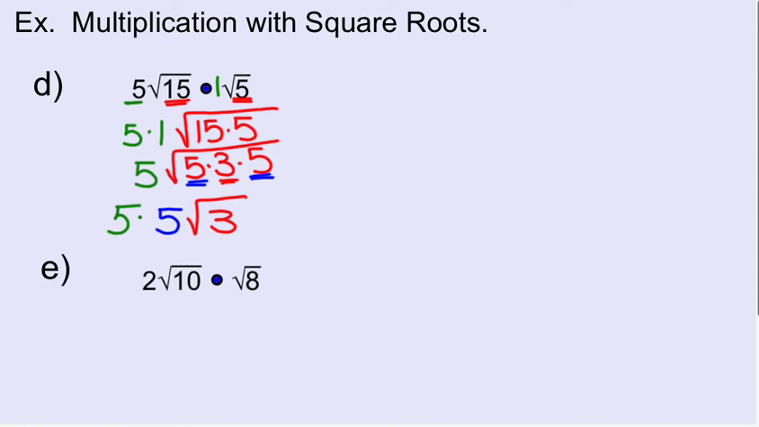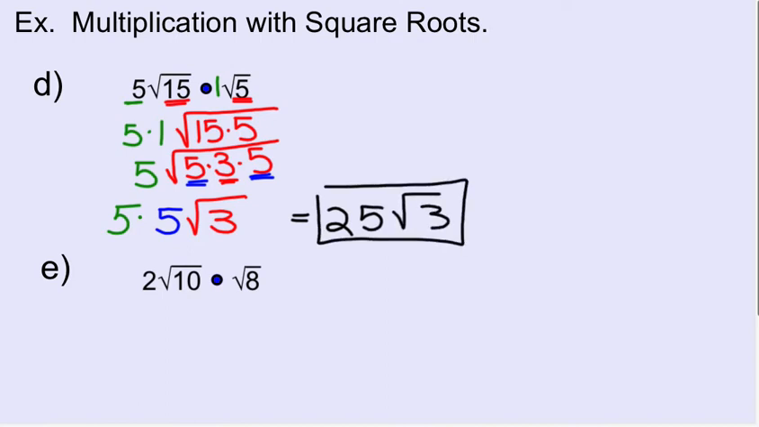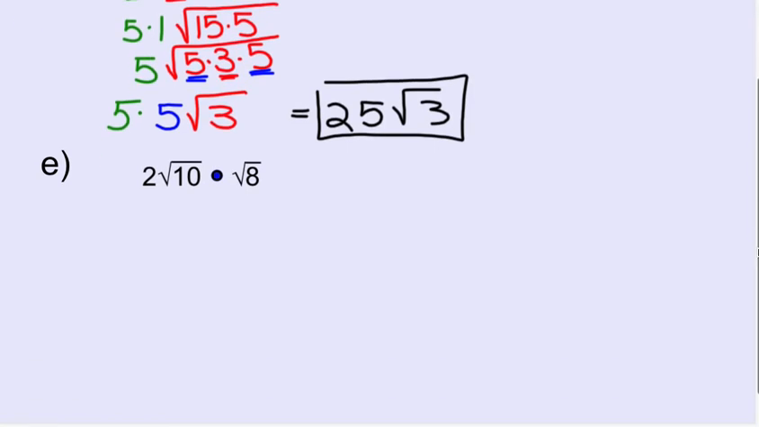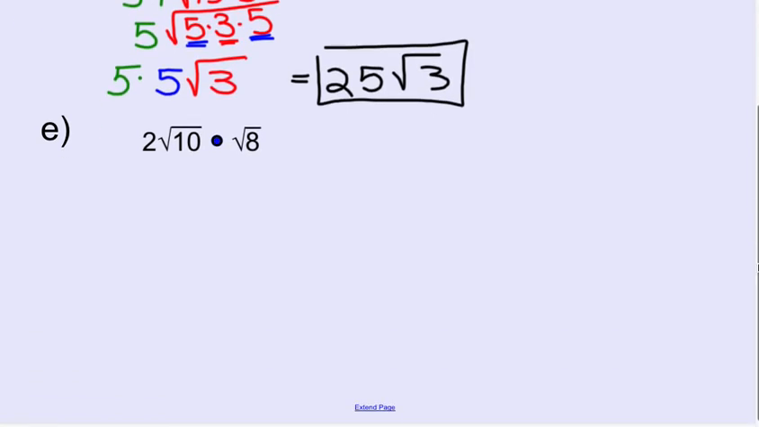Now we just clean up the front. 5 times 5 is 25, and then the square root of 3 is left. Alright, next one, 2 times 1 is 2. 10 times 8 goes underneath. Now let's break it down.